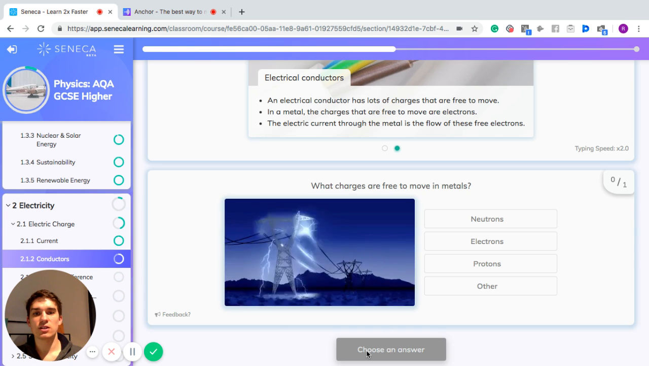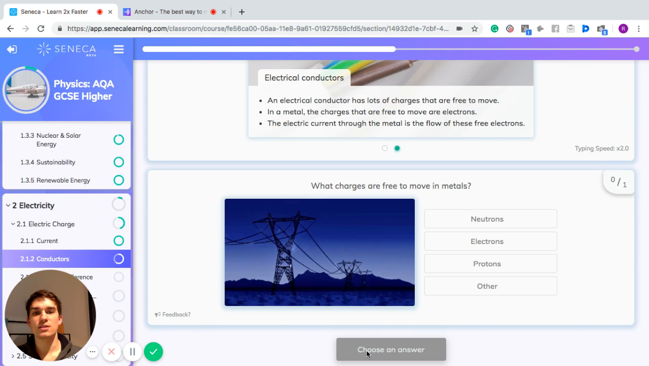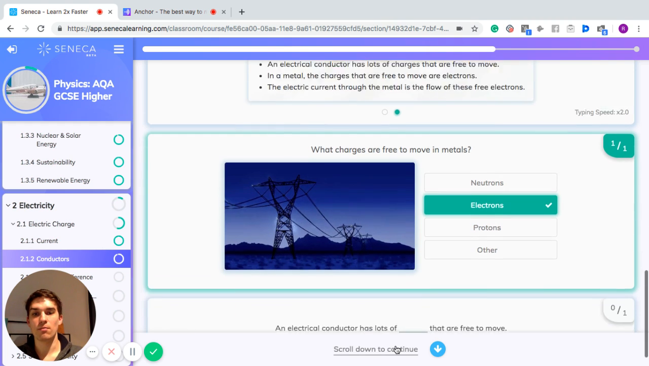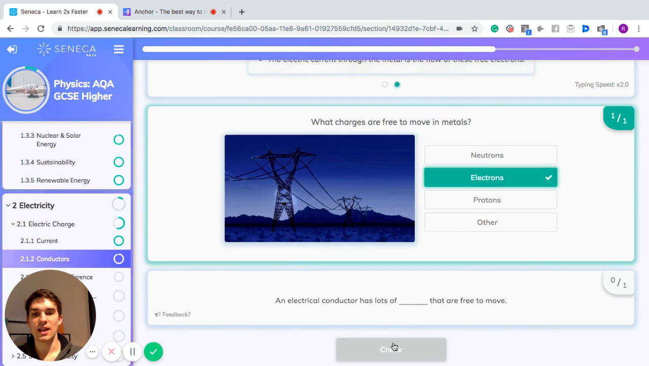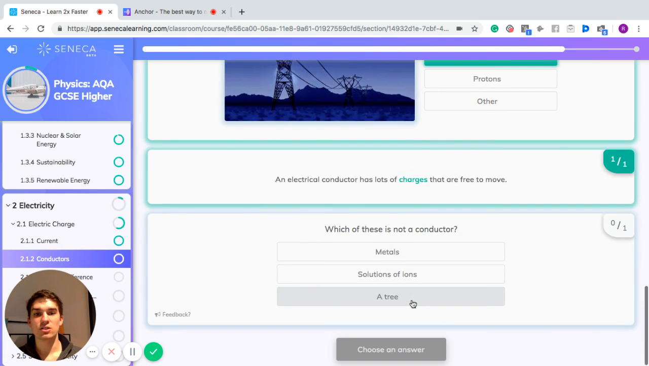So what charges are free to move in metals? If you remember, it's electrons. They are free to move in metals. And an electrical conductor has lots of those electrons and charges which are free to move.